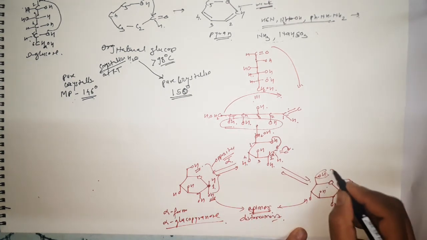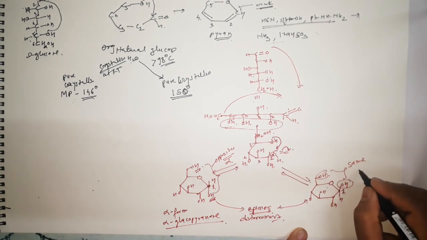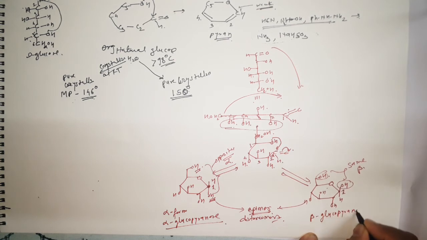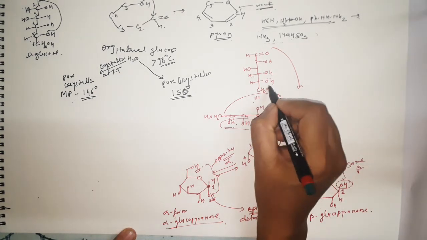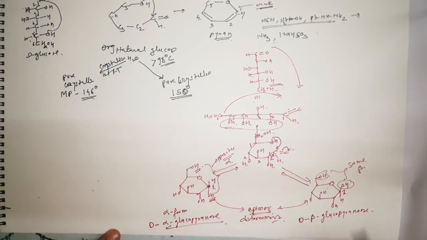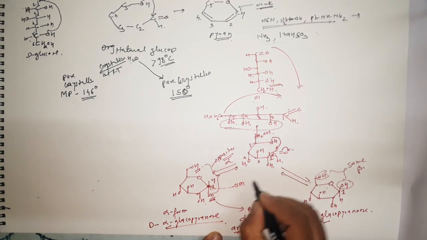This OH and this OH are on the same side, and therefore it is beta. So therefore it is beta glucopyranose. As this is D, we can write D-glucopyranose: D-alpha-glucopyranose and D-beta-glucopyranose. These two are called anomers, and this C1 carbon is the anomeric carbon.